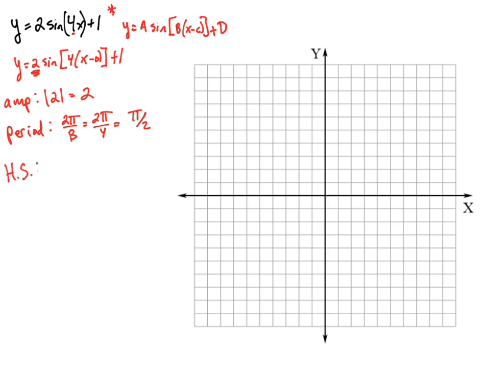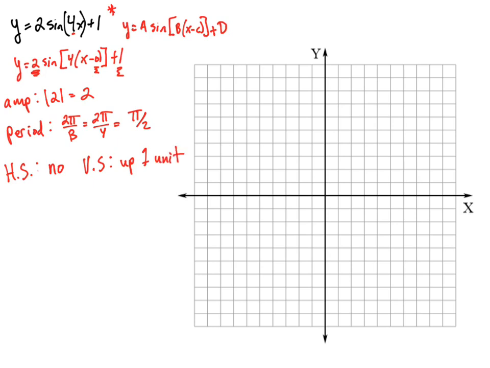Horizontal shift, that corresponds to the c value. So because it's 0, we have no horizontal shift. The vertical shift corresponds to the d value. And because it's positive 1, we're going to say it moves up 1 unit.